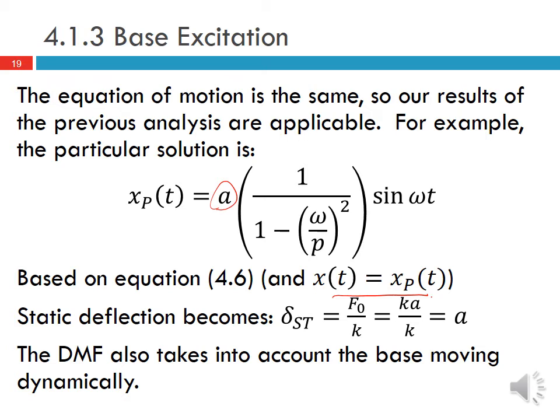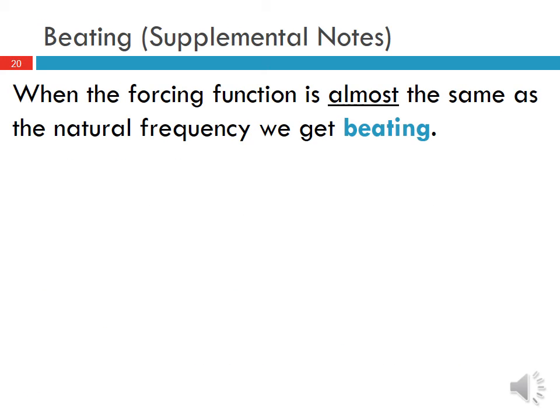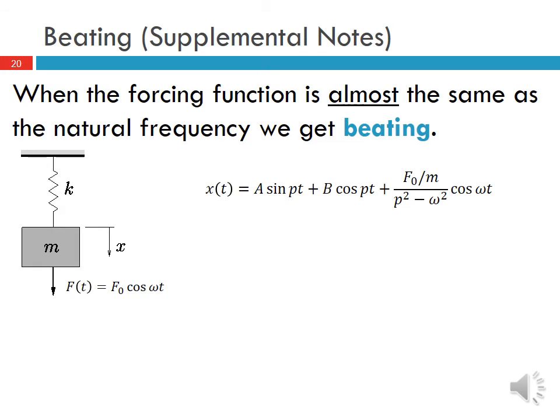So the dynamic magnification factor also takes into account the base moving dynamically. Another interesting phenomenon that can occur is called beating. This happens when the forcing frequency is almost the same as the natural frequency. If we have a simple spring mass system with forced vibrations, F naught cosine omega t, this is the total response of our system.